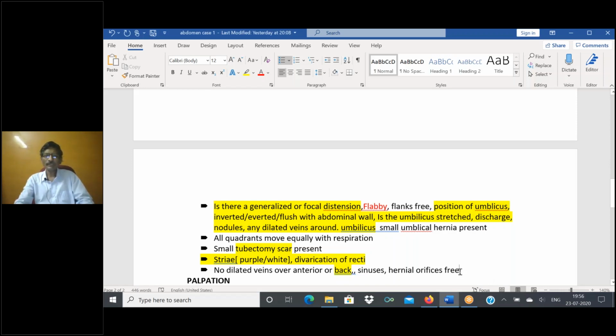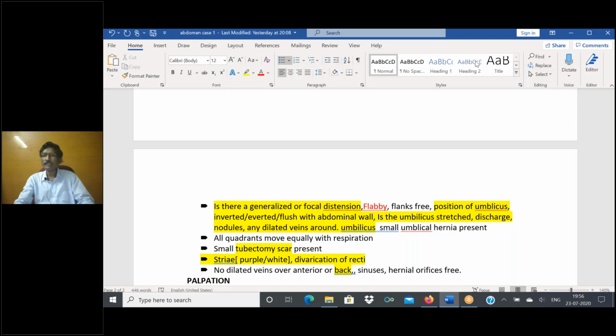Okay. Now, in inspection ensure that you elaborate on the umbilicus properly, the distension part properly, scars you have elaborated. Also, don't forget the divarication of recti, veins, hernial orifice, and also any scrotal swelling. Okay, scrotal swelling should also be included there.